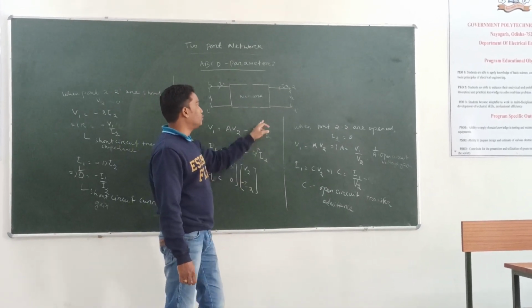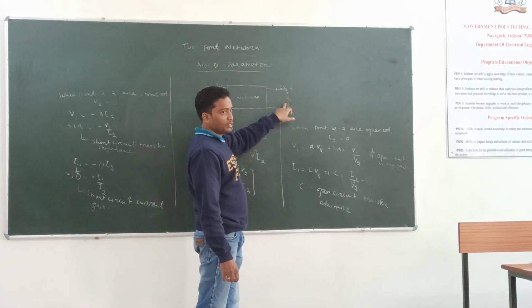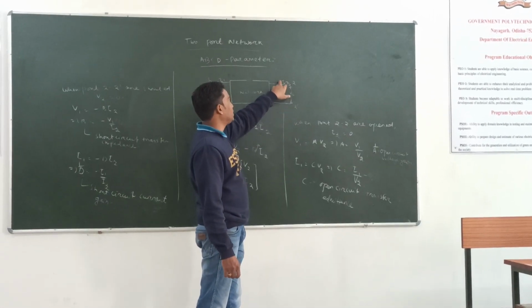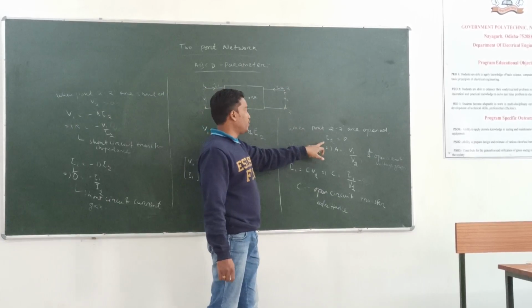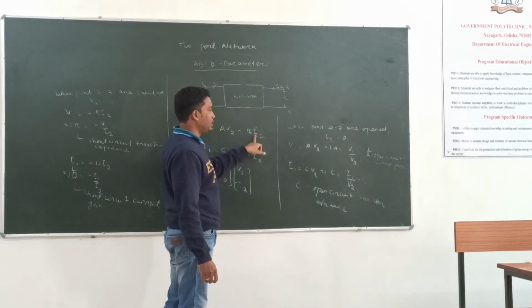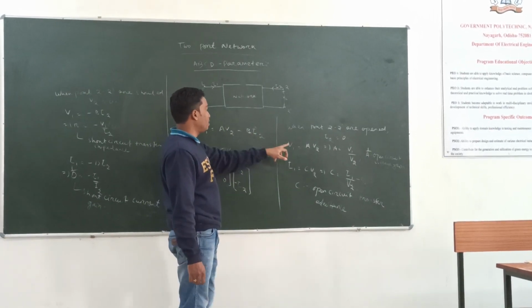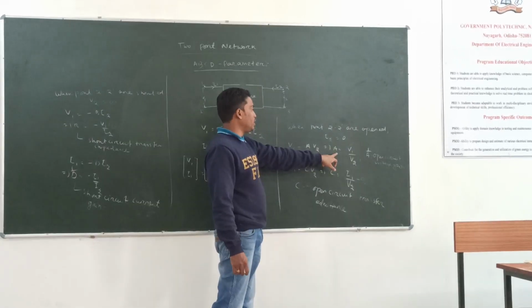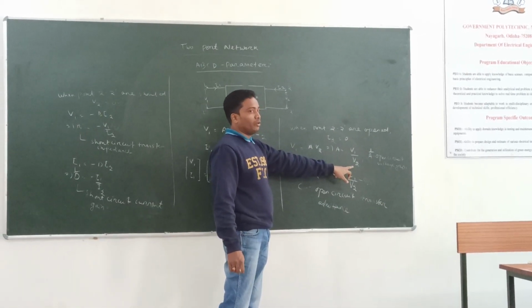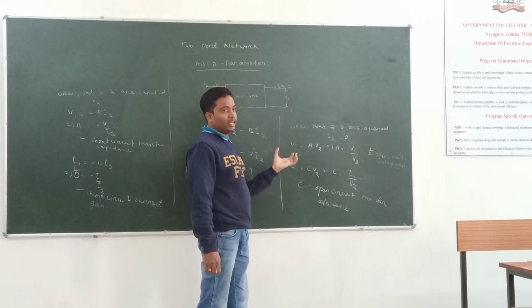First, let's open circuit these two terminals. When these two terminals are open circuit, then I2 becomes 0. If I2 is 0, put this value in this equation. So V1 will be equal to A V2. That is, A equals V1 by V2. So you know gain equals what? Output voltage by input voltage.